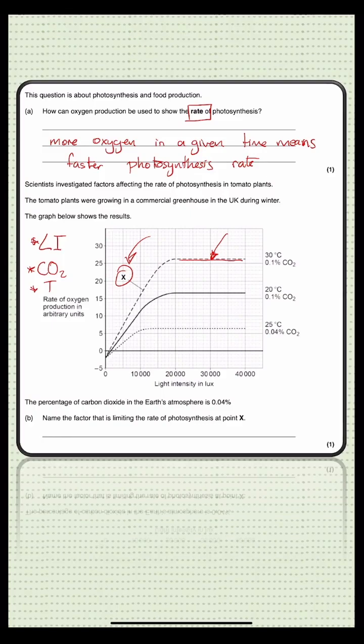So that means if you increase light intensity more, if you make the light intensity higher, the rate is also going to increase. So that means light intensity is a limiting factor because it's stopping it from increasing even more. At point X, once it reaches the plateau, it's no longer a limiting factor. At this point, it's probably temperature or CO2, but it hasn't reached the plateau. So the answer is light intensity.